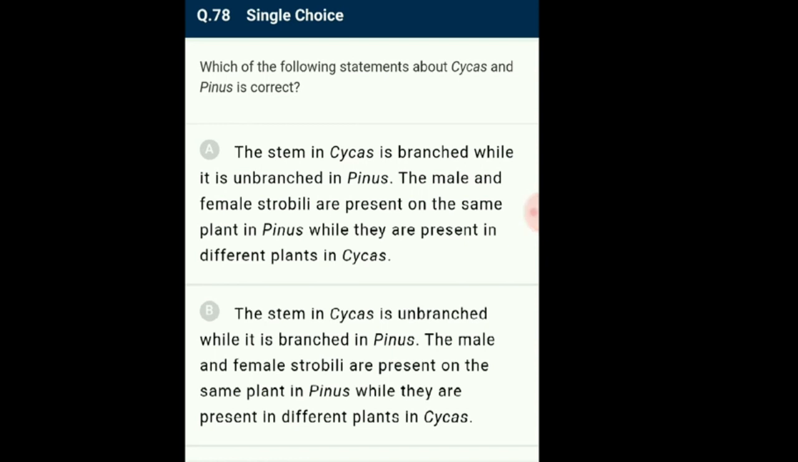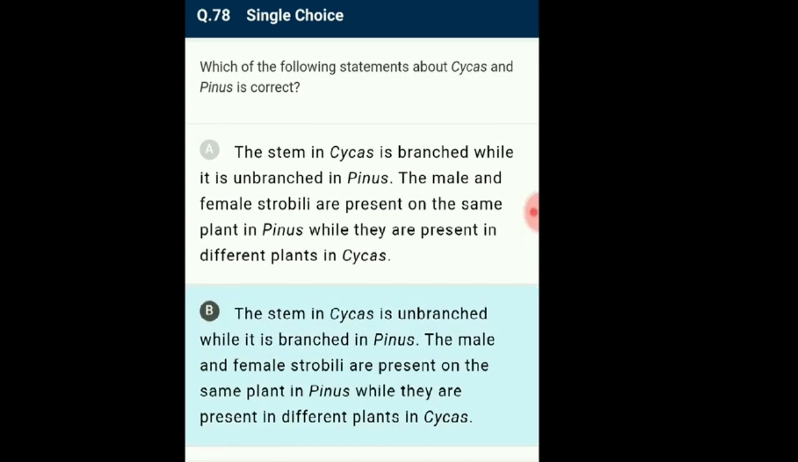The male and female strobili are present on the same plant in Pinus, so it is called monoecious, while they are present in different plants in Cycas, so it is called dioecious. So the answer for this question is option B.